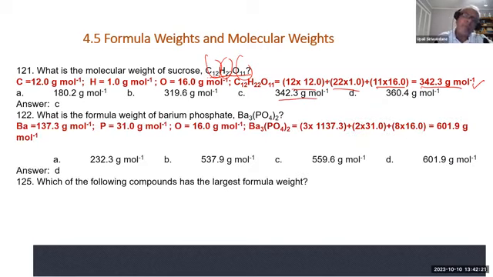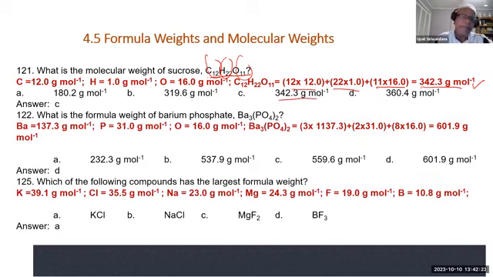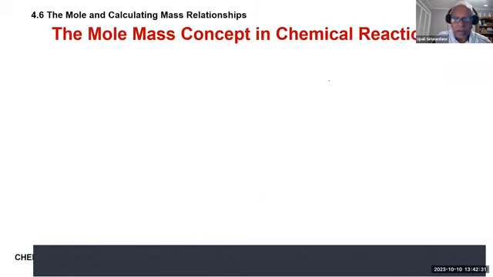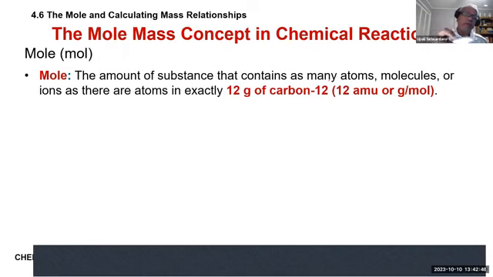So getting formula mass is pretty easy. You add up masses of all the atoms in the formula. For an ionic compound, we call it formula mass or formula weight. For a molecular compound, we call it molecular weight. We also call it molar mass for either ionic compounds or covalent compounds. Mole is an important concept.